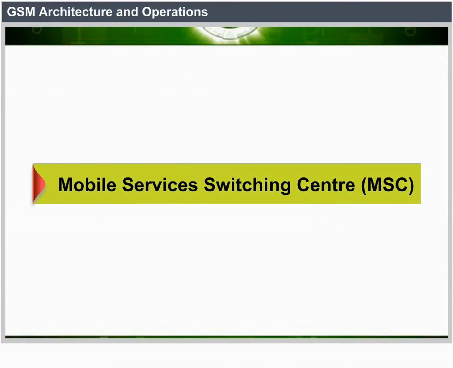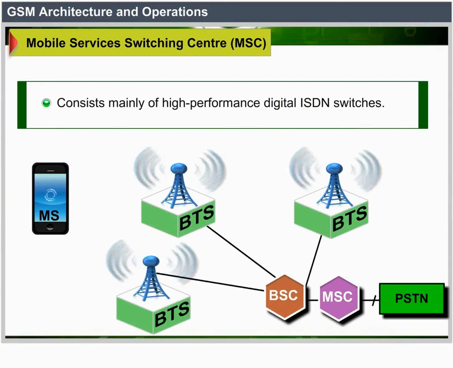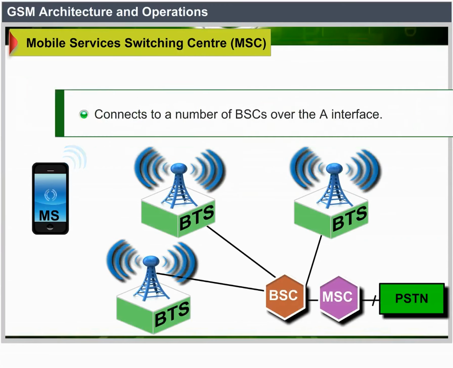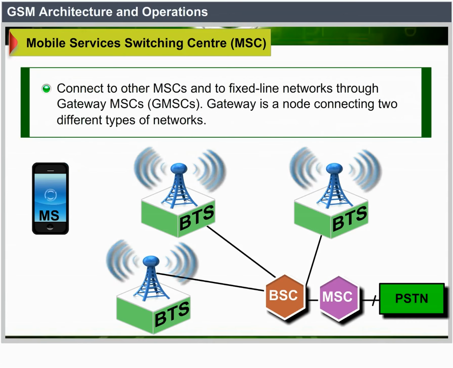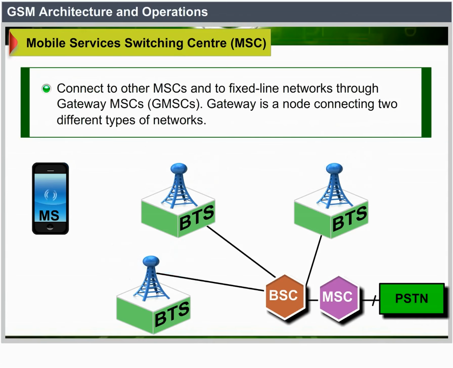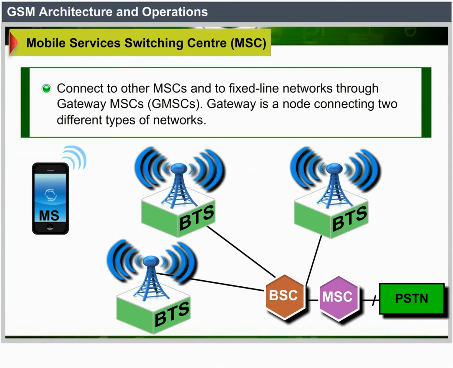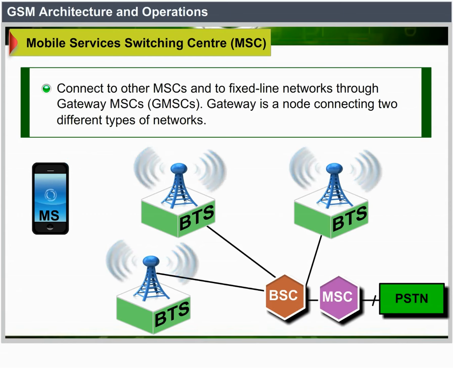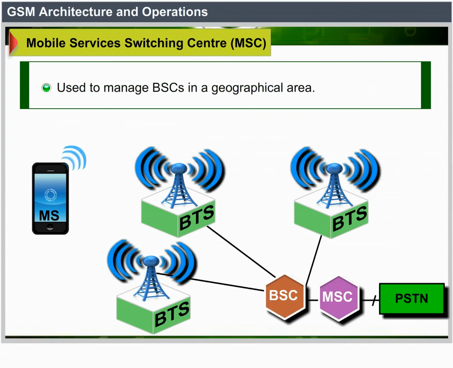Mobile Services Switching Center MSC consists mainly of high-performance digital ISDN switches. Connects to a number of BSCs over the A interface. Connects to other MSCs and to fixed-line networks through gateway MSCs, GMSCs. A gateway is a node connecting two different types of networks, used to manage BSCs in a geographical area.